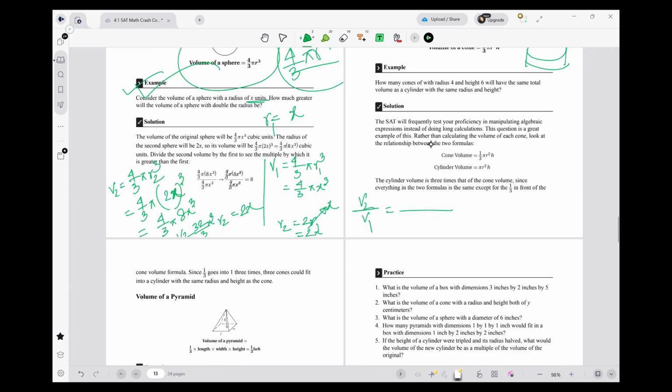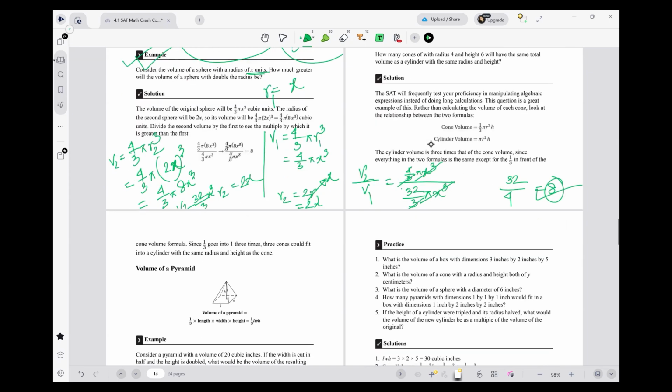You just need to do the calculation like this: 32/3 pi x cubed divided by 4/3 pi x cubed. The x cubed by x cubed cancels, and the 3 and 3 cancel. You got it, whatever I've done here. Yes.